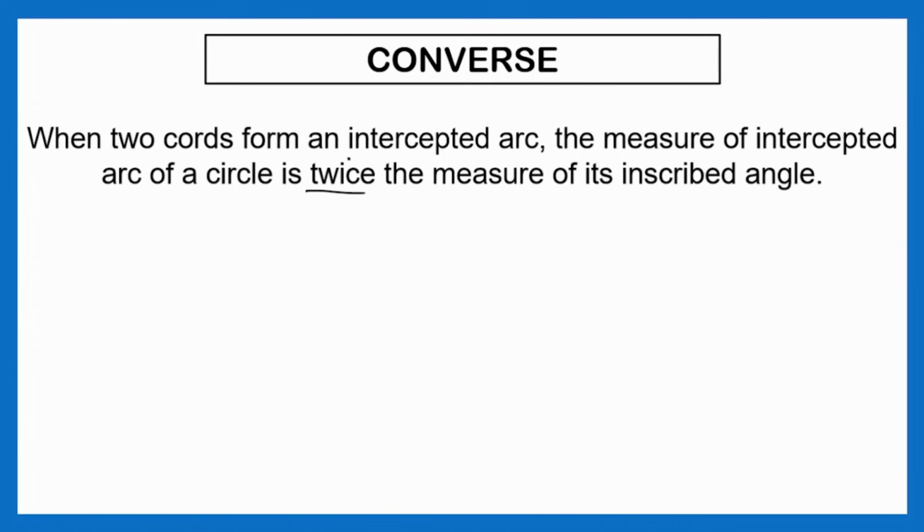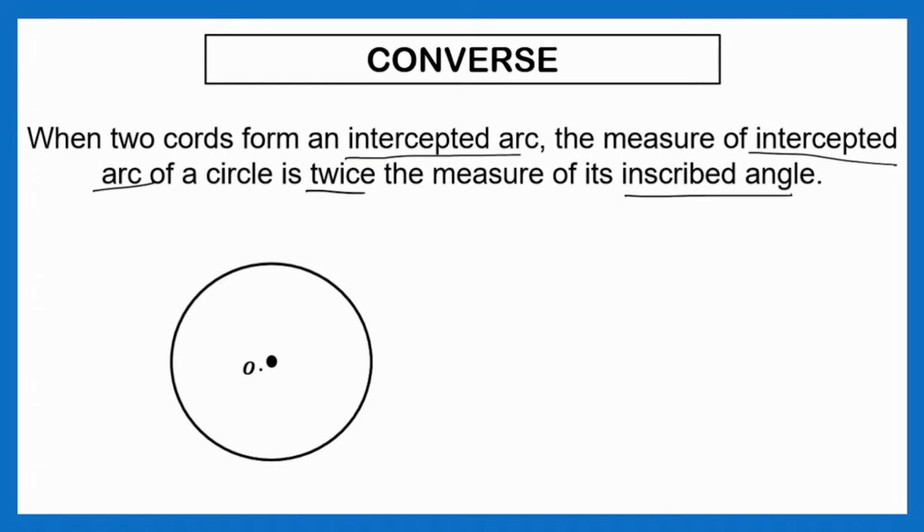So, isa-isahin natin. Kapag naka-form ng intercepted arc yung dalawang chord, the measure of intercepted arc ay twice, dalawang beses kasing laki ng inscribed angle. So, in this case, kung given ang inscribed, anong measurement ng intercepted arc? Let's consider again this circle O. Ito yung chord na sinasabi. Ang chord kasi is the line segment containing endpoints on the circle. Ito yung unang chord, ito yung pangalawang chord. Naka-form siya ng intercepted arc.